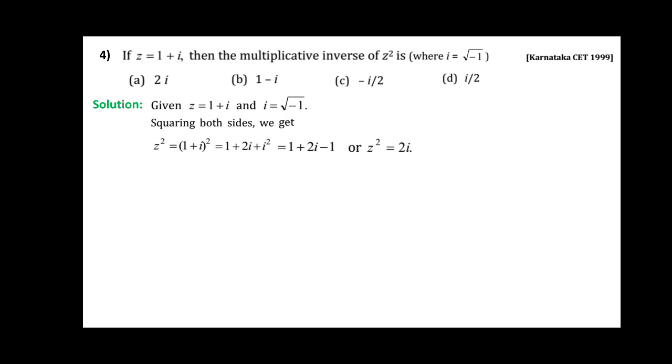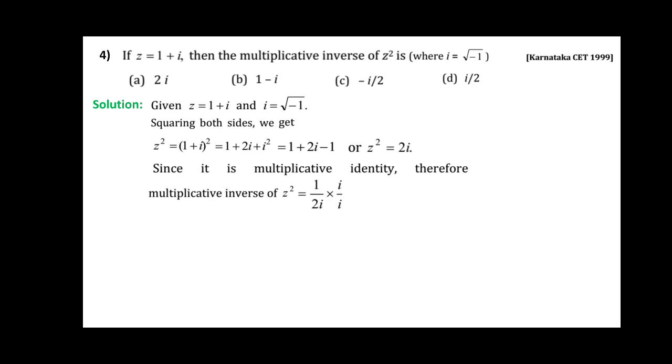See students, we have to find the multiplicative inverse of z square. Therefore, the multiplicative inverse of z square will be equal to 1 by 2i. So for 1 by 2i, we can multiply and divide by i only. Whenever you have i in the denominator, we can multiply and divide by i here. So now we can simplify this one; it becomes i divided by 2 into i square. So students, that i square will be equal to minus 1. Therefore we can replace the value of i square, so it becomes minus i by 2.